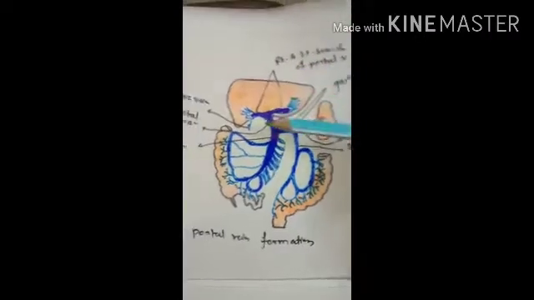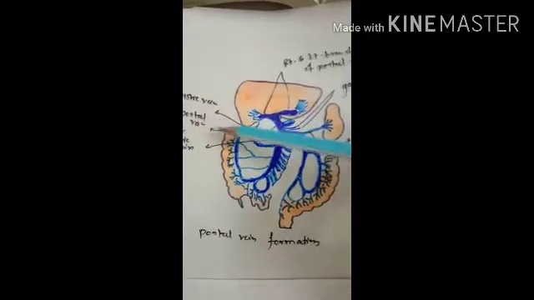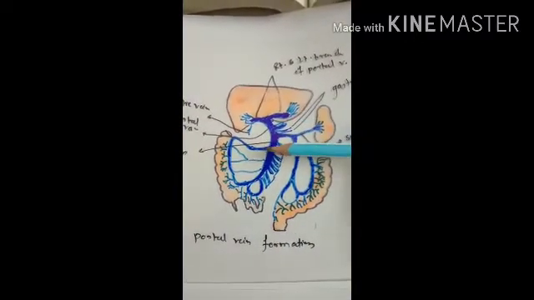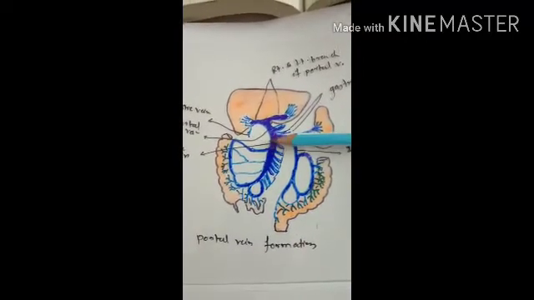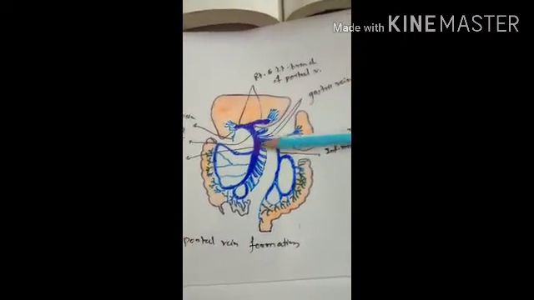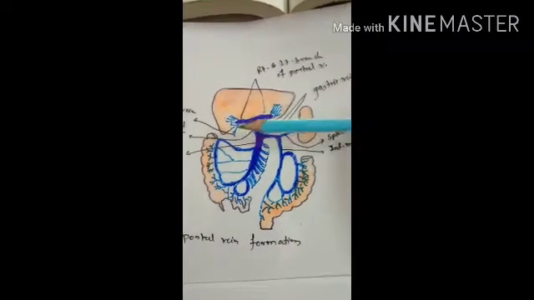So let's see the portal vein. Here in this diagram you can see the portal vein. The portal vein is an important venous channel, nearly 7 centimeters in length or about 3 inches, which collects the deoxygenated blood from the abdominal part of the pelvis.